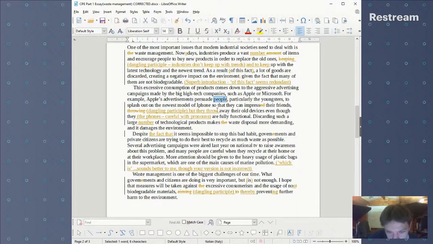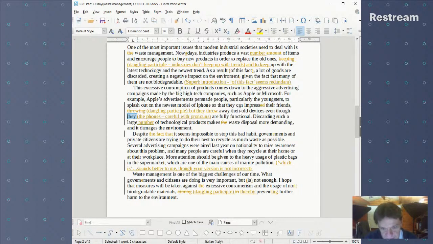Okay, so I've changed it in a very similar way. But they throw away their old devices, even though they. Now, I noticed this last night when I was looking at it again. Do be careful with pronouns, guys, when you're writing these essays. And my advice is, if you're using the pronoun they in one sentence many times, it should never refer to different things. So let's check.